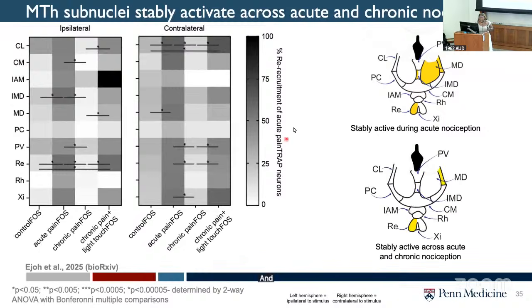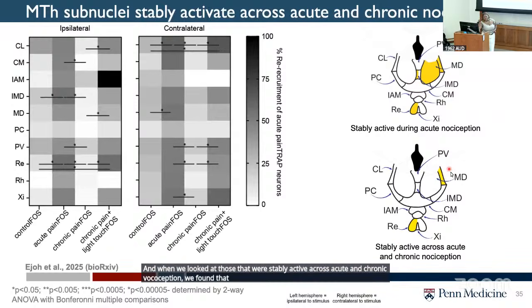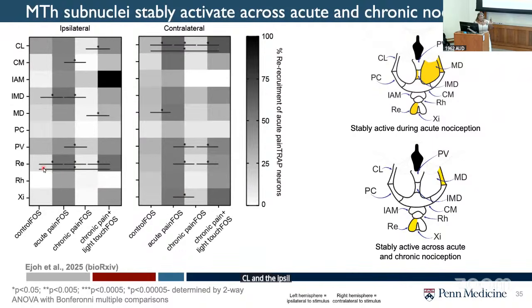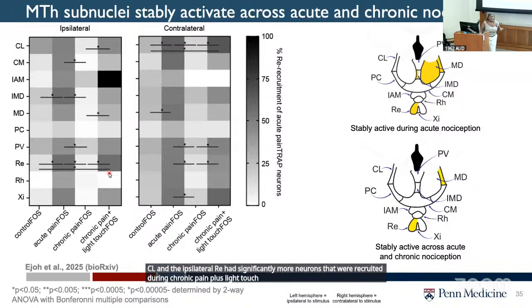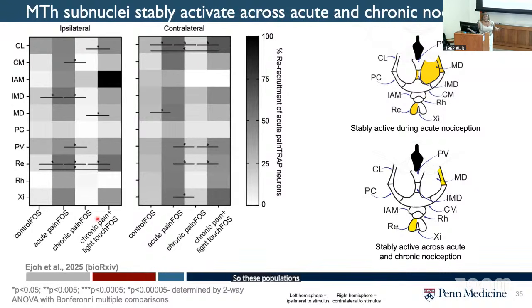And when we looked at those that were stably active across acute and chronic nociception, we found that the contralateral CL and the ipsilateral RE had significantly more neurons that were recruited during chronic pain plus light touch than those that were just re-recruited at rest. So these populations are stably active across acute and chronic nociception.